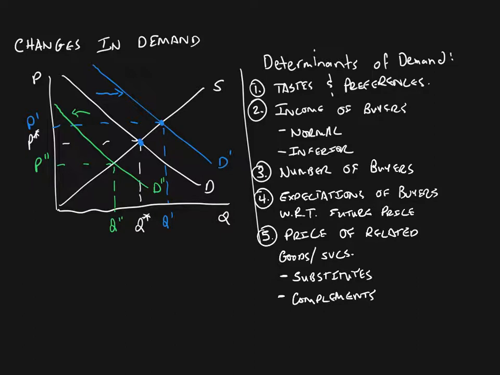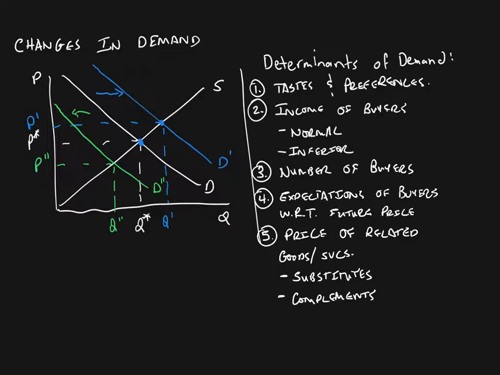So these are the determinants of demand. These are the factors that will cause the demand curve to shift. Notice, what is absent from this list is the price of the good or service itself. Now we have expectations about the price in the future, and we have prices of other goods. That can affect the demand curve for our product or service today. But what will not affect it is the price of the good itself.